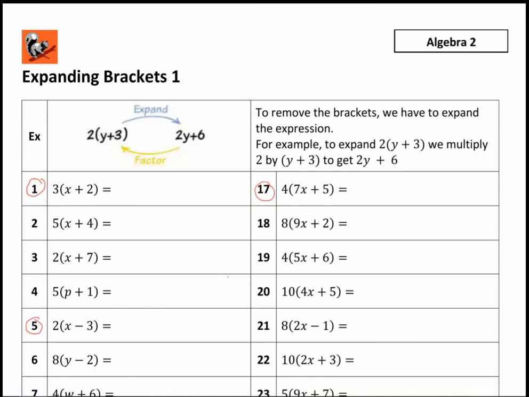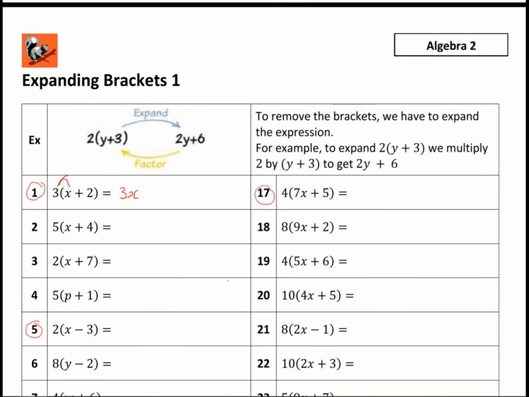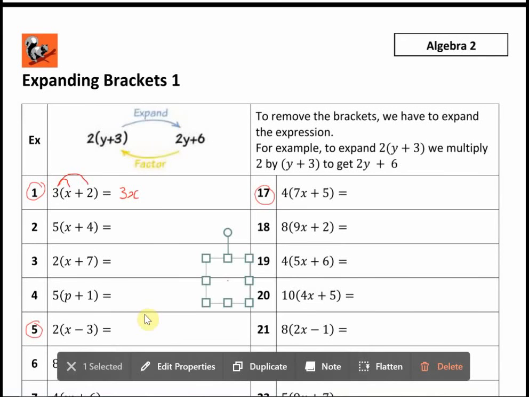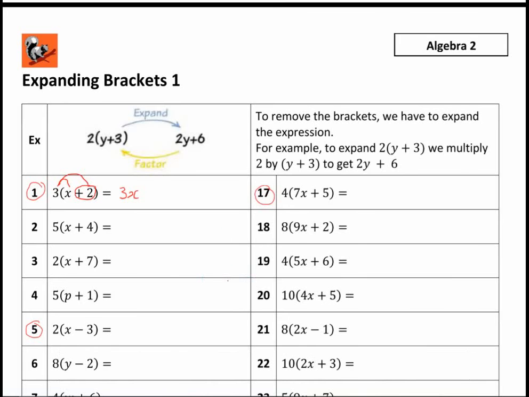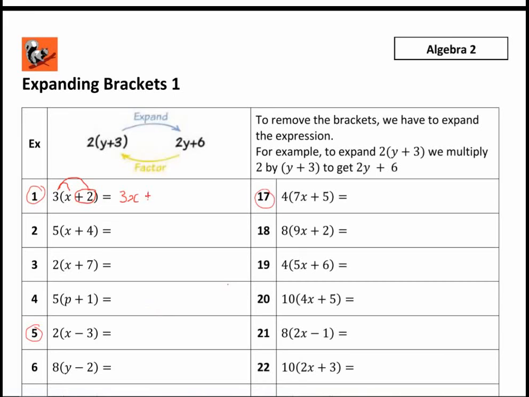So I always draw in a loop between each term that I'm timesing together. So I'm going to times 3 by x, and that'll give me 3x. No other way I can write that any more simply. Then I'm going to times by the next term, 3 times 2, and when I do this bit, I look at that, and I look at the sign in front of it, and I think about the whole thing. Positive 3 times positive 2, and that'll give me positive 6.